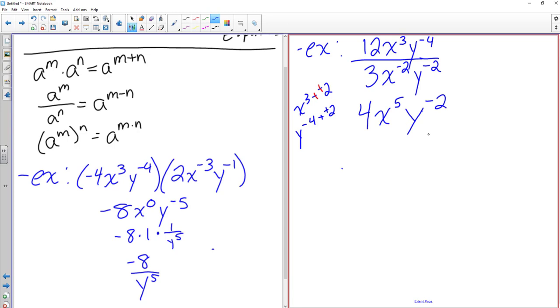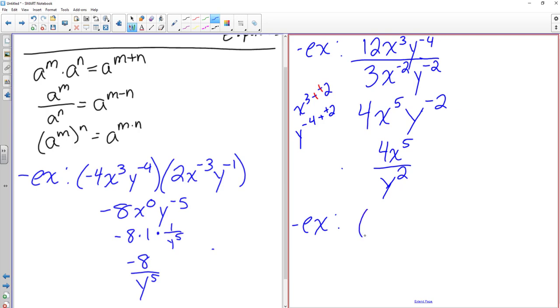So now I have to do some rearranging. The 4x to the fifth, this stays in the numerator. That doesn't need to get moved. But the y to the negative 2, we need to move this down into the denominator and change the exponent from a negative 2 to a positive 2. We never want to leave our final answer with any negative exponents.